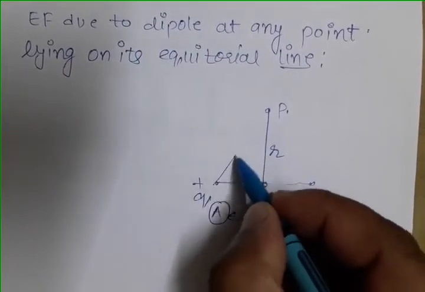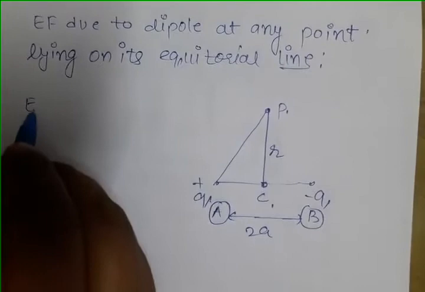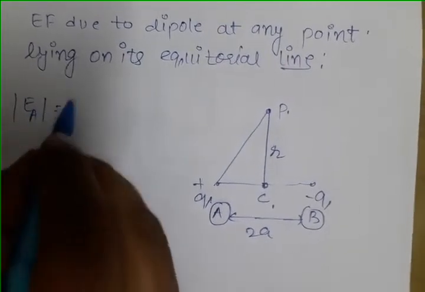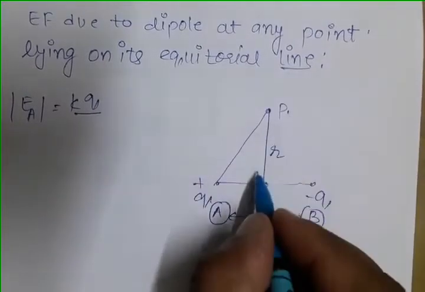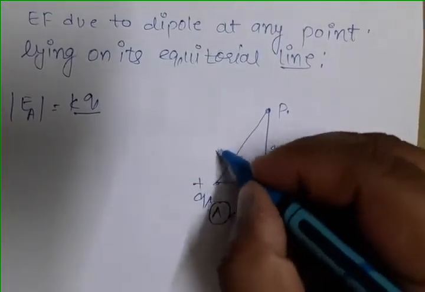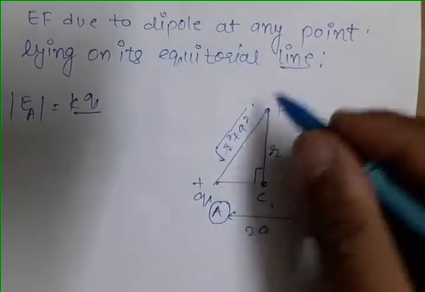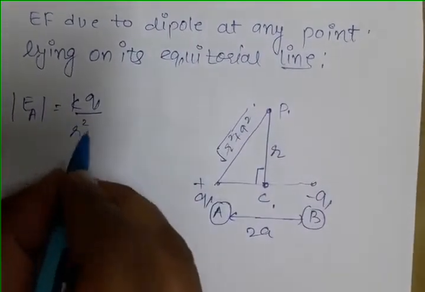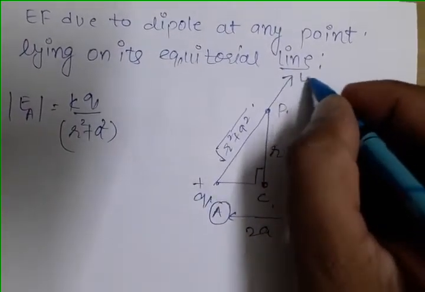Now join this line. The electric field of this charge, if I am taking it in magnitude, is given by kq upon this distance. By Pythagoras, since it is 90 degrees, it will be r square plus a square. So electric field is kq upon r square plus a square. Direction this side.